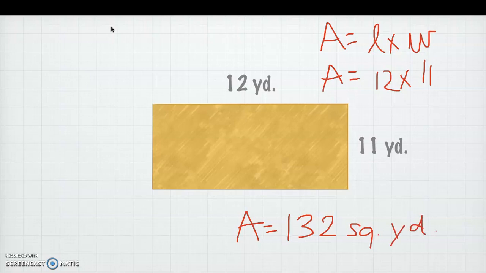Again, you have to know the formula by memory. A equals L times W. At the same time, just remember your final label. Square measurement. That's going to be for today's lesson.